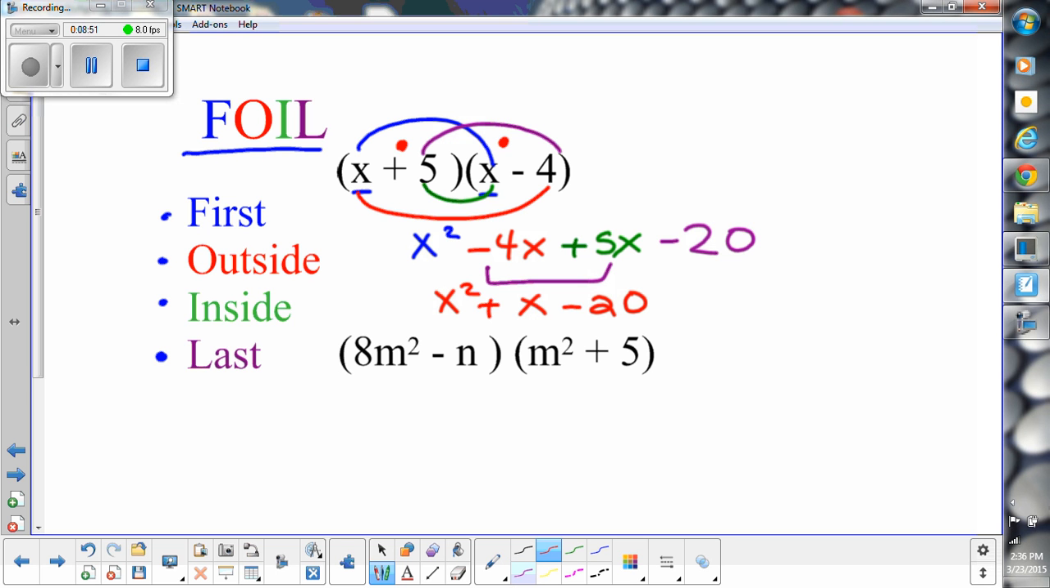Let's do one more with different variables. So 8m squared minus n and m squared plus 5. We're going to do our first term. So let's get it in blue since I was using blue earlier.